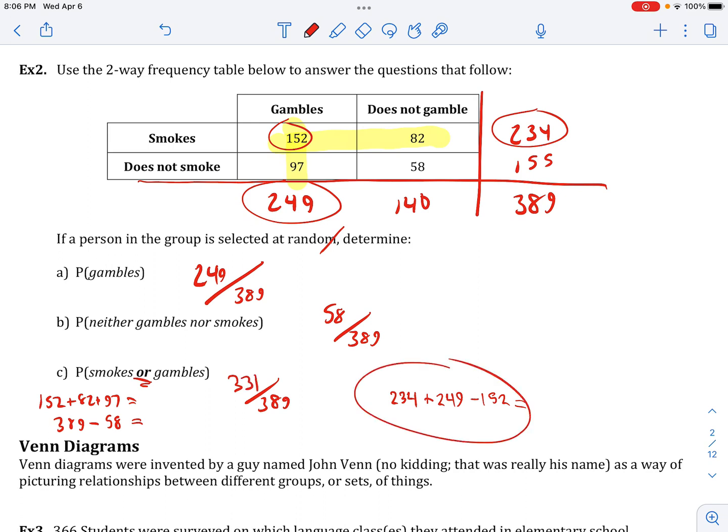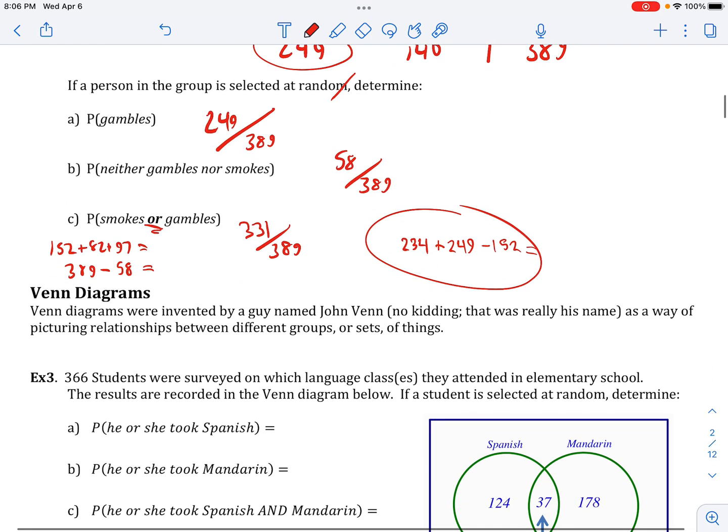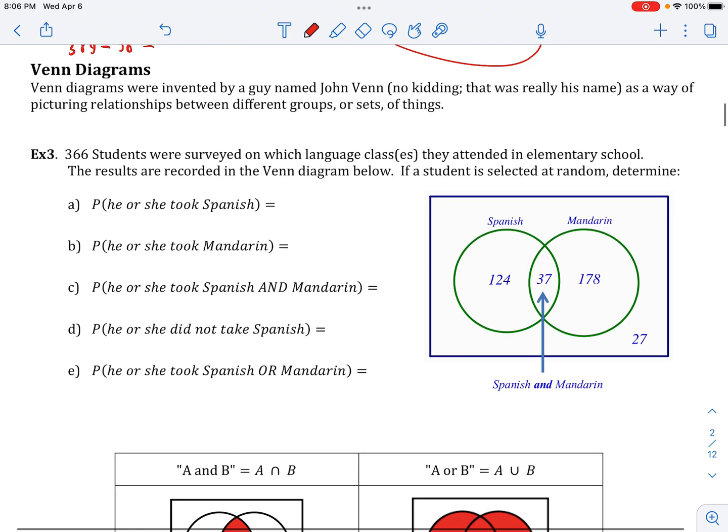This idea will come back, the idea of adding both of the sets and subtracting how they overlap. That's a general rule for addition for OR, and we will definitely touch on that again if that didn't make sense. All right, Venn diagrams.